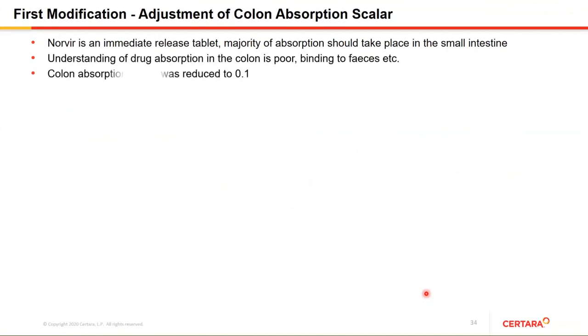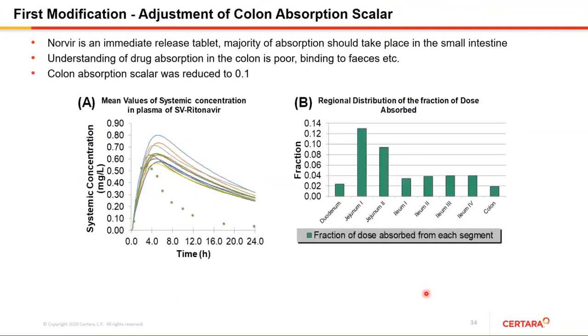And there's a lot of literature which has either reduced the fluid volume in the colon, or reduced the permeability in the colon in order to capture the terminal phase. So what we did as an initial step is to use a colon absorption scalar of 0.1. So we reduce the absorption which is happening in the colon. And when we did that, we of course improved the pharmacokinetic profile a bit. So you can see that this is getting much closer.